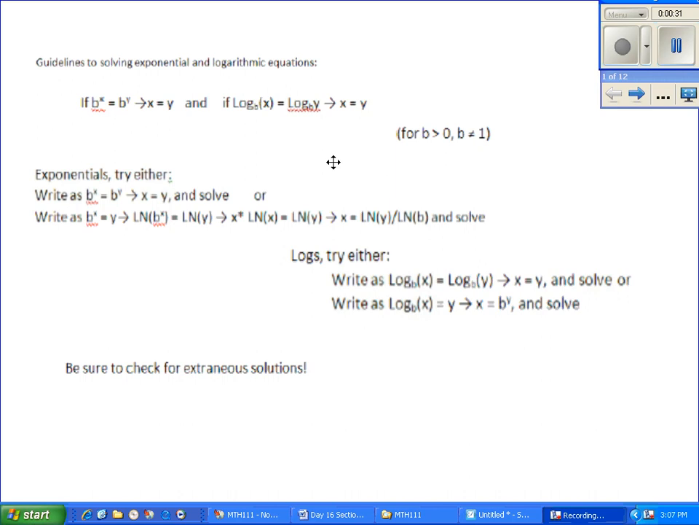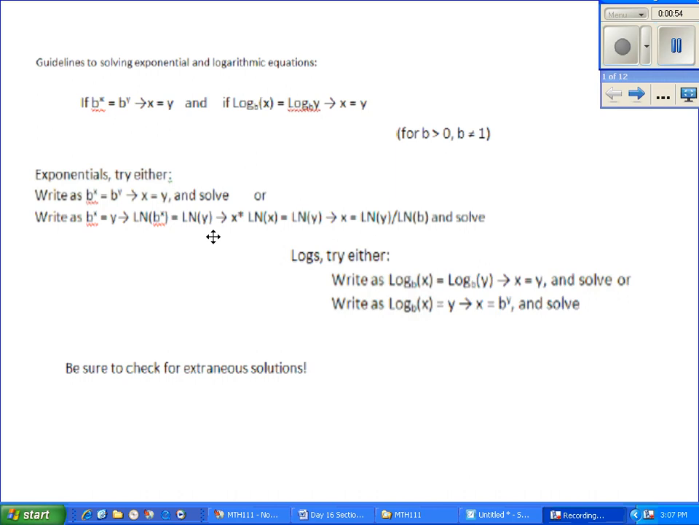So a couple strategies you can employ with exponential equations. If you have two exponential functions equal to each other and the bases are the same, simply set the exponents equal to each other and solve. Or if we have an exponential function equal to a constant, we can take the log of both sides, and just for convenience I'm using the natural log. The common log would work just as well, or any other log base.